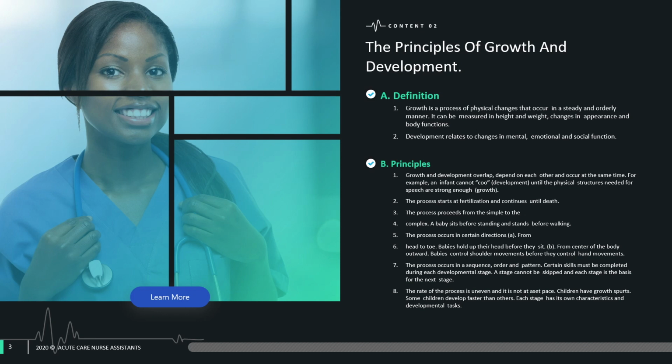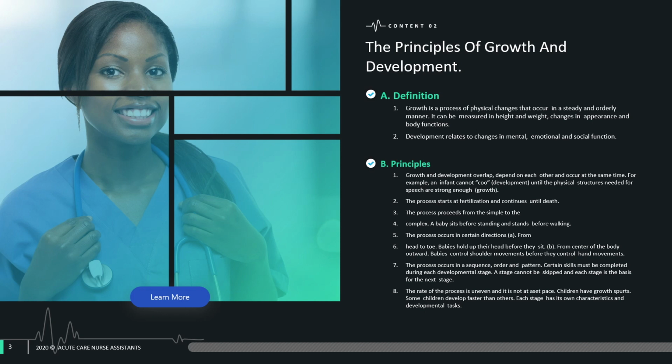B. Principles. Growth and development overlap. They depend on each other and occur at the same time. For example, an infant cannot coo (development) until the physical structures needed for speech are strong enough (growth). The process starts at fertilization and continues until death.